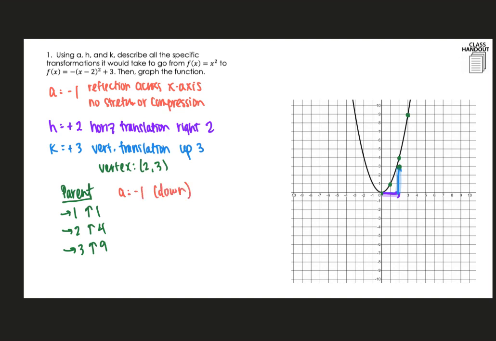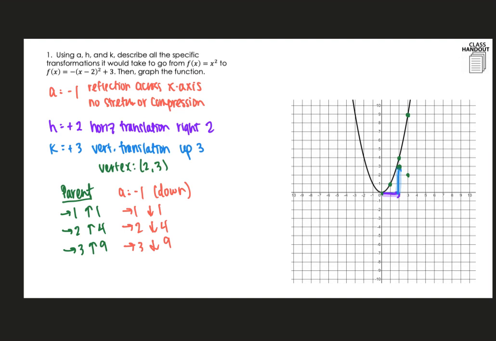So we're basically going to graph it the same way. We're going to go over 1 from our vertex, but instead of going up 1, we're going to go down 1. Then we're going to go over 2, down 4. And over 3, we're going to go down 9. So from our vertex, we're going to go over 1, down 1. So our first point is going to be at 3, 2.